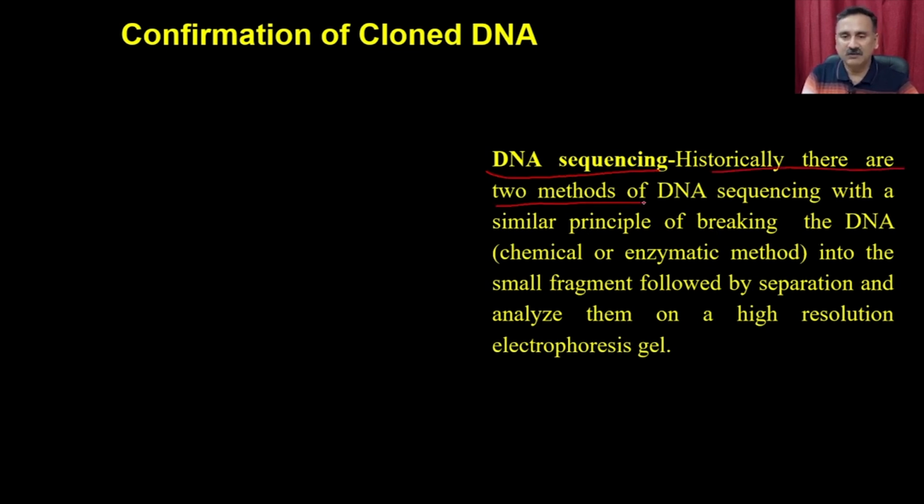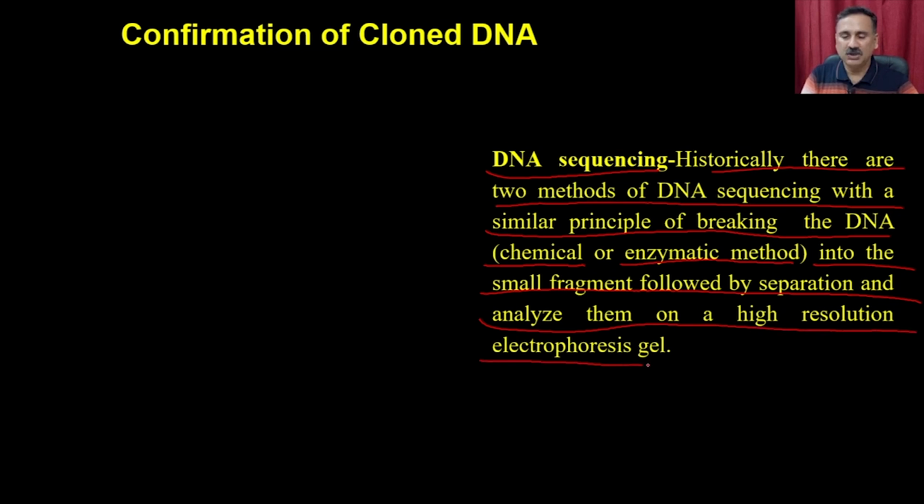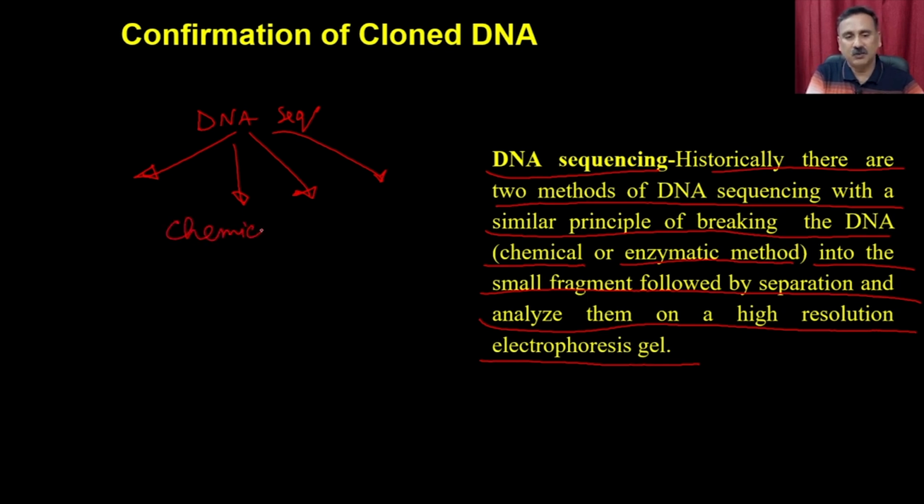Historically, there are two methods of DNA sequencing with a similar principle of breaking the DNA, either the chemical method or the enzymatic method, into small fragments, followed by separation and analysis on a high resolution electrophoresis gel. So in a typical DNA sequencing, you are taking the DNA sequence and breaking it into multiple fragments, either using the chemical method, which is called the Maxam Gilbert method, or the enzymatic method, which is called Sanger's method.